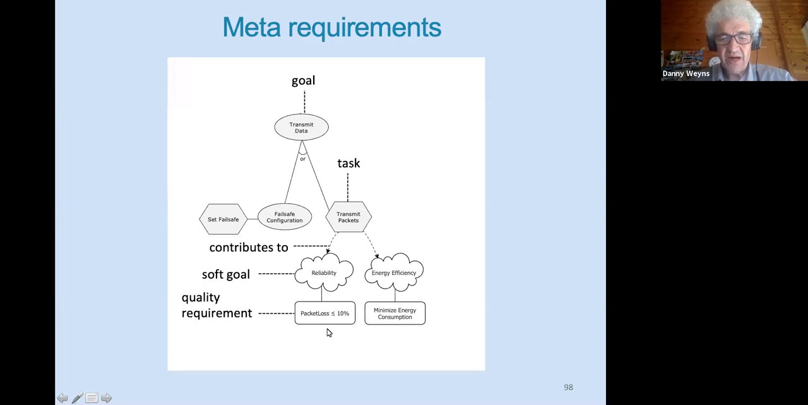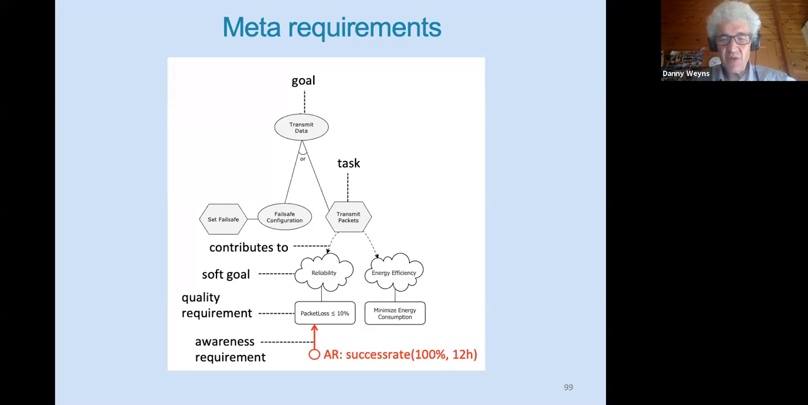Now, as we saw before, keeping the packet loss below 10% in each cycle might be difficult. So we can say, okay, we add an additional meta requirement, a so-called awareness requirement. That awareness requirement says this quality requirement should be achieved 100%, but not in each cycle, rather over a period of 12 hours. And that way we also get, in fact, a relaxation of the requirement.